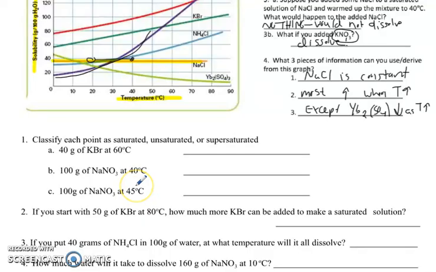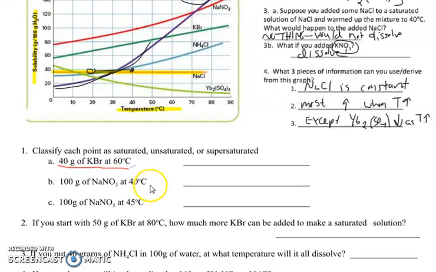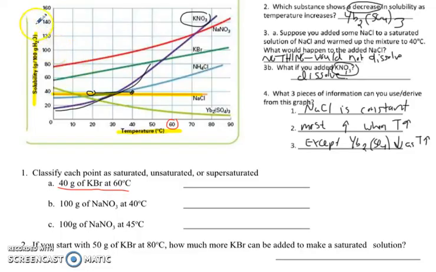Okay, let's classify each point as saturated, unsaturated, or supersaturated. So if we have 40 grams of potassium bromide at 60 degrees Celsius, let's find 60 degrees. We're going to find 40 grams. Let's find that intersection. If we are on the line, we are saturated. If we are below, we are unsaturated. And if we are above, we are supersaturated. Let's find where potassium bromide is. Here is KBr. At this temperature, it can hold about 90 grams. If there's only 40 grams, that is going to be unsaturated.